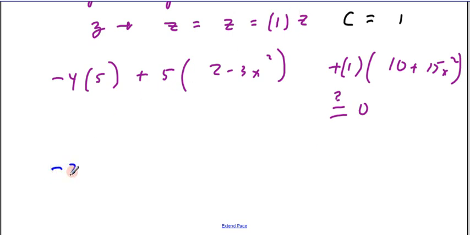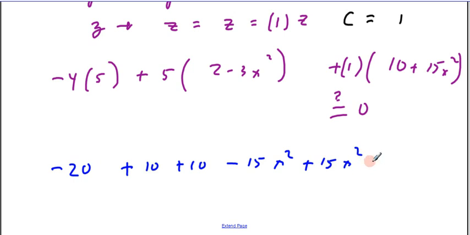Okay, so I got minus 20 plus 10 plus another 10. That's convenient. I have minus 15x squared plus 15x squared, equal to 0. Check. Okay, so I have found a linear combination that works, and it's going to be 0. Isn't that nice? So we're going to do it one more time with problem number 4.